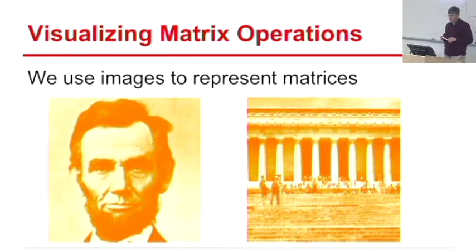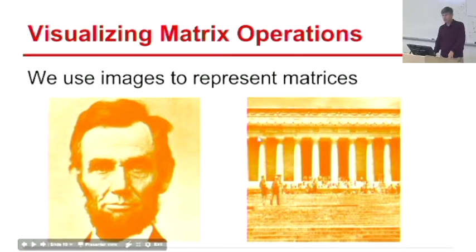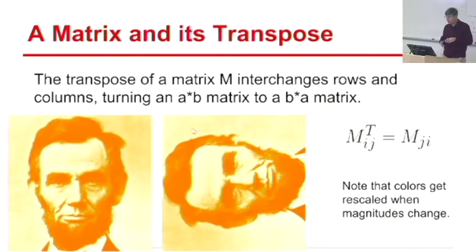Okay, what I'm going to do now is talk about some matrix operations. Rather than view matrices as numbers, I find it interesting to view matrices as pictures of things. What is a picture? A picture is a matrix of numbers, measuring an amount of intensity at each point. These are both 512 by 512 pictures. What is this a picture of on the left? Who is this guy? Abraham Lincoln. And what's this thing on the right? This is Abraham Lincoln's memorial. If you go to Washington, you visit his memorial. Any questions about it? So we're going to use those as representative examples of a matrix.